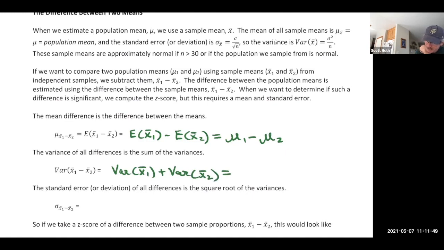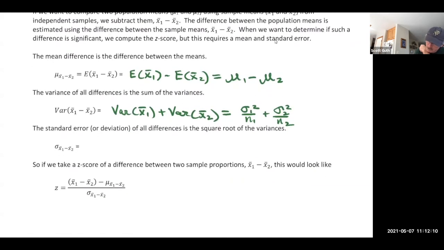The variance of a sample mean is up above. It's sigma squared over n, but there's two of them, and we're adding them. So there will be a sigma 1 squared over n1 plus a sigma 2 squared over n2. Okay? And then, of course, the standard deviation is the square root of the variance.